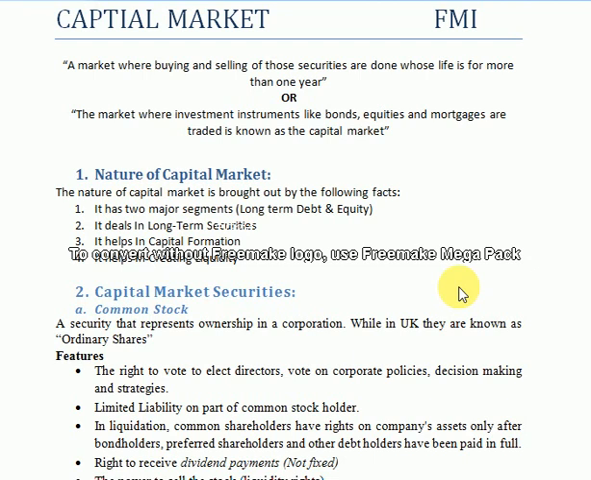Most markets are concentrated in major financial centers. We have huge stock markets like the New York stock market, London stock market, Singapore stock exchange, and Hong Kong stock exchange. A huge number of capital instruments are traded in these capital markets.